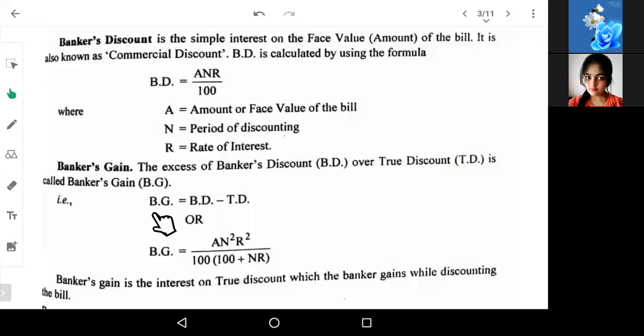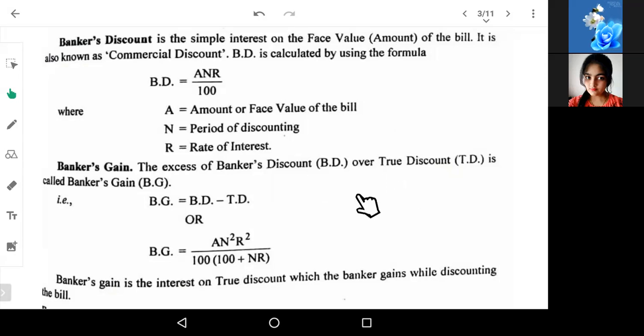There is one more formula for banker's gain, which is AN square R square divided by 100 into 100 plus NR. We will be using this formula also in a few cases. As and when we solve the problem, I will teach you how to solve it. So, what is banker's gain? The excess of banker's discount over true discount is called banker's gain.